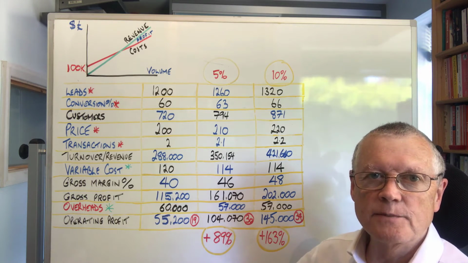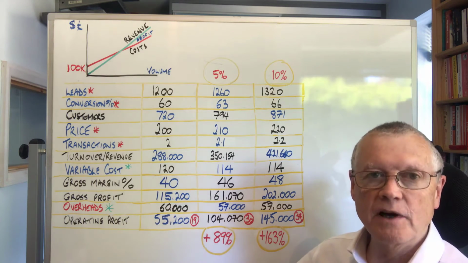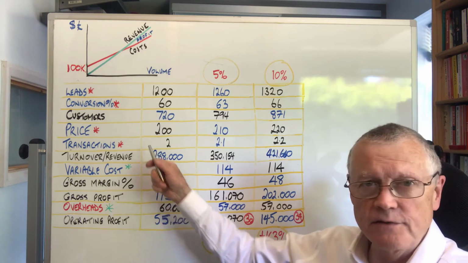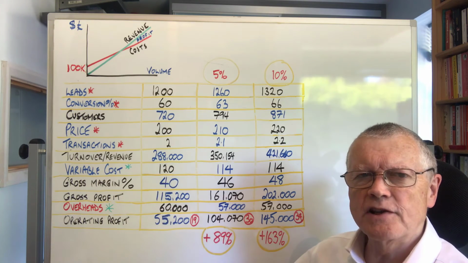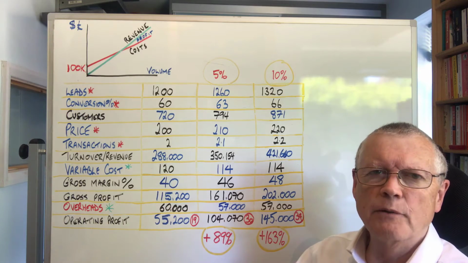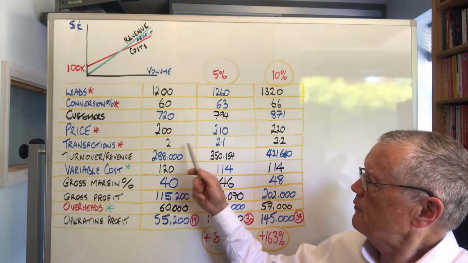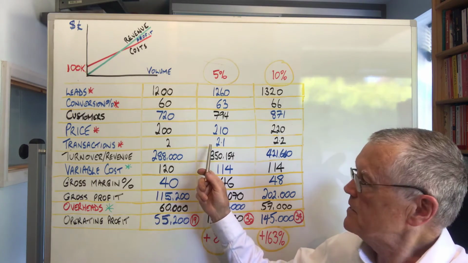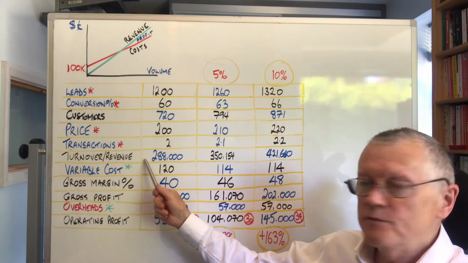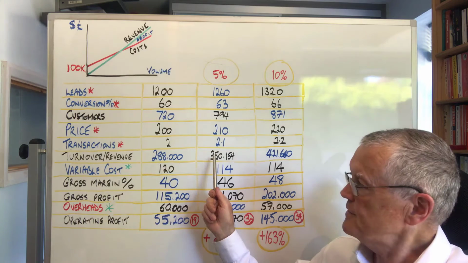We can have a cross-sell and an upsell, which means they buy more things when they buy from us. So that increases the frequency of transactions. But there's other strategies we can use as well, like diarising when we contact them, having regular offers, etc. So we get that up from 2 to 2.1. They're only small numbers, these. And our turnover goes up from 288 to 350,000.